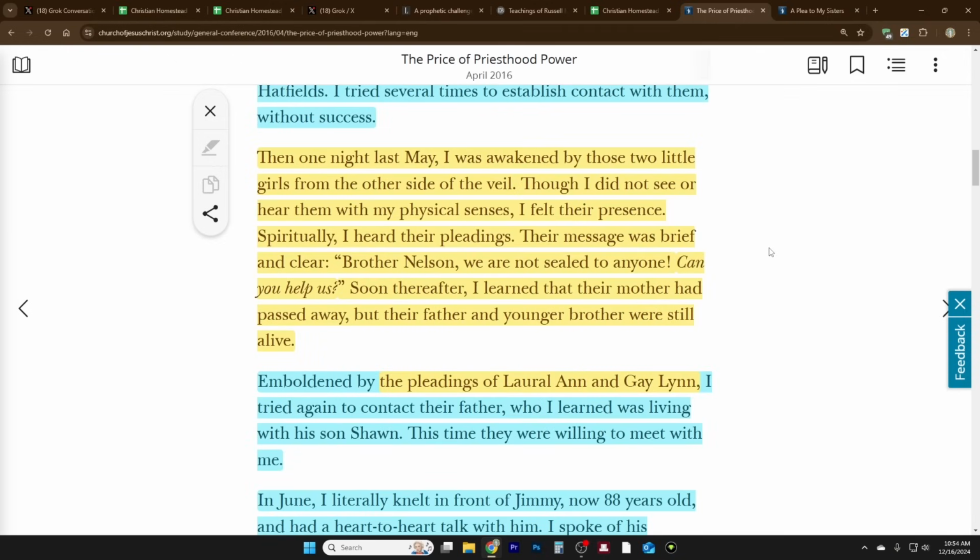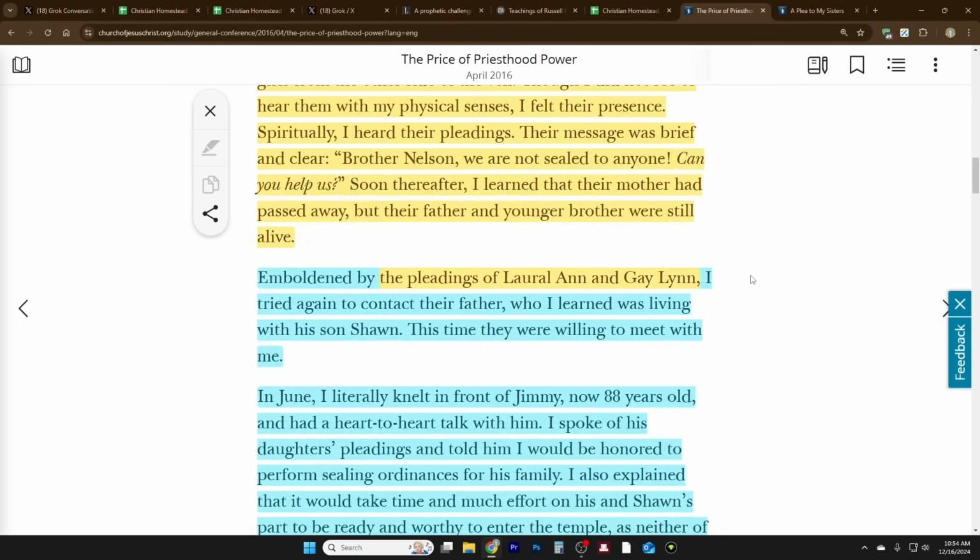Then, one night last May, I was awakened by those 2 little girls from the other side of the veil. Though I did not see or hear them with my physical senses, I felt their presence. Spiritually, I heard their pleadings. Their message was brief and clear. "Brother Nelson, we are not sealed to anyone. Can you help us?"